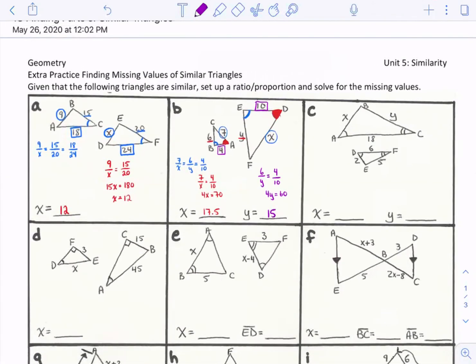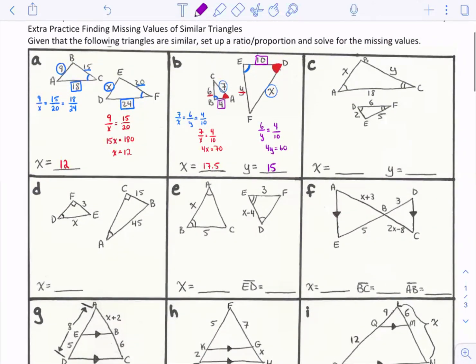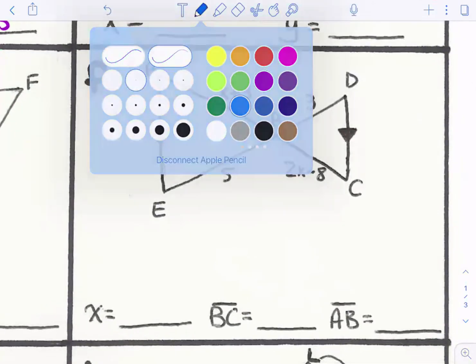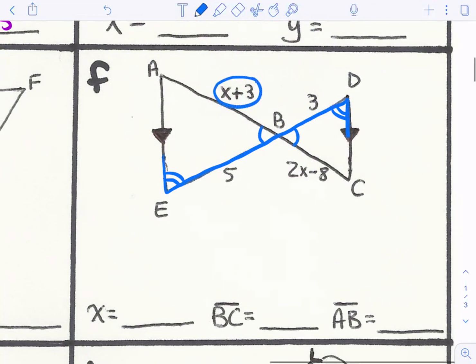I also want you to recognize that in some of these examples, you will have to mark some vertical angles on your own, and that will help you. So for example, I'll do F with you. So if you see an F, we have some vertical angles, but then you should see we have parallel lines. So if we have parallel lines, that means I can make myself a Z. Now that Z is going to be really important because that means this angle and this angle are the congruent angles, or the alternate interior angles, which means that x plus 3 corresponds with 2x minus 8.